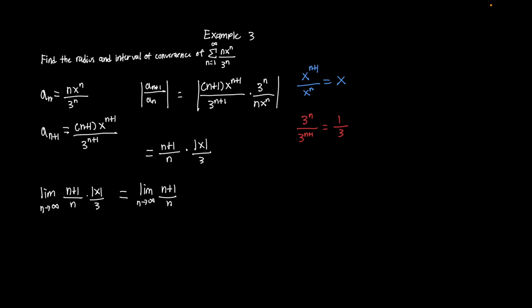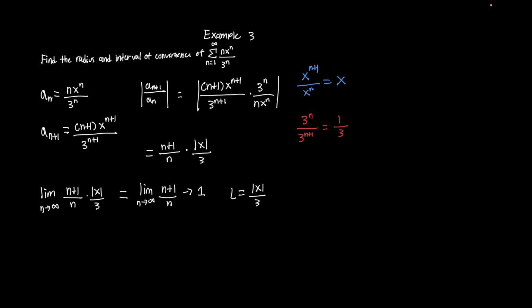This is just going to approach 1, because remember, same powers, so you divide by the coefficients. Both of them have a 1 in front of it, so it's going to equal 1. If not, you just divide both sides by n, and you'll also get 1 as your answer. So our final answer is 1 times the absolute value of x over 3. That's just going to stay the absolute value of x over 3.